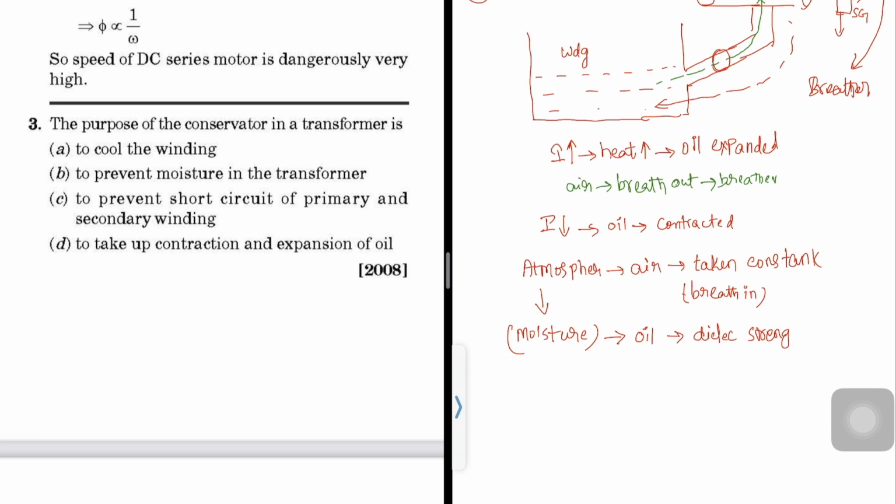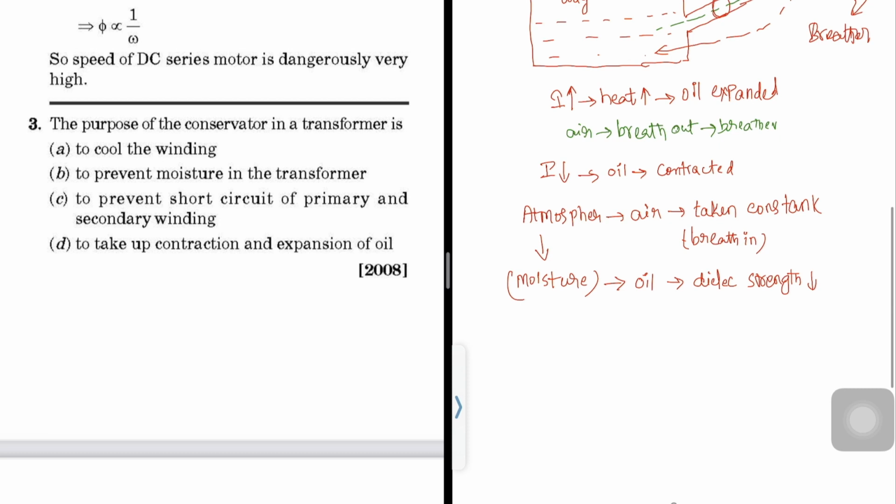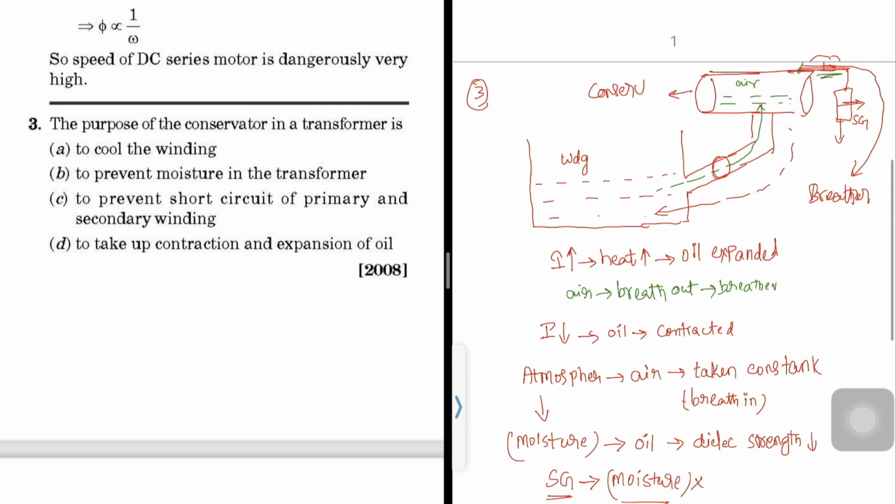So in order to prevent this condition, we use silica gel. By using silica gel, the moisture will not come inside the conservator tank. So coming to this question, the purpose of the conservator: what is the conservator doing? While overloading, the oil is taken into it. While underloading, the oil comes out of the conservator tank. So we can see it takes up the contraction and expansion of the oil.